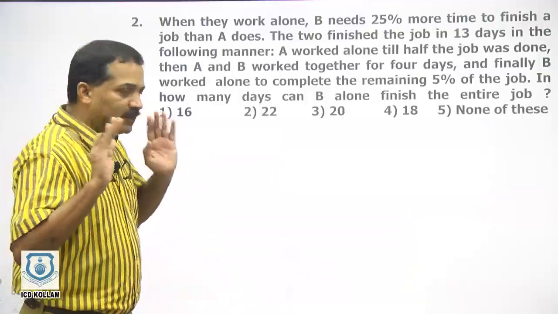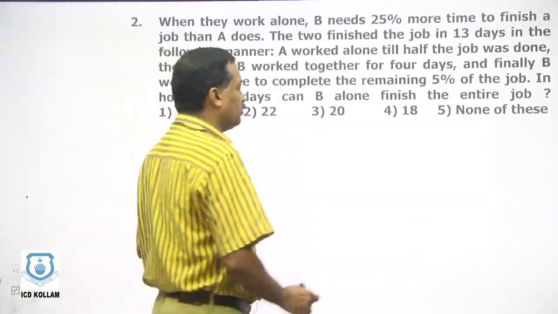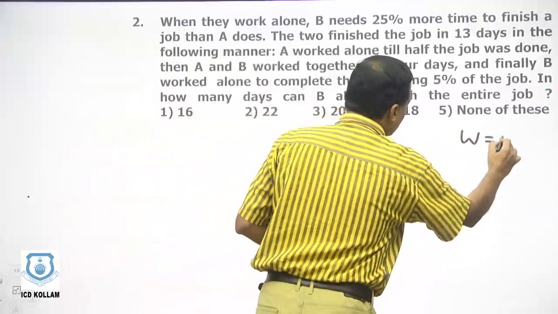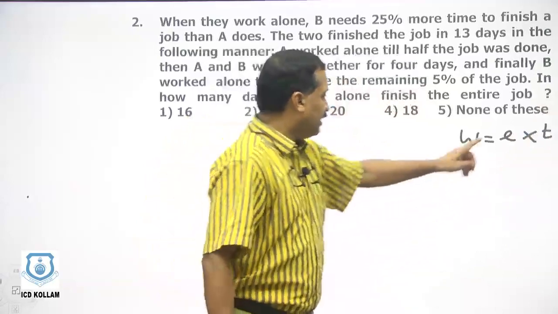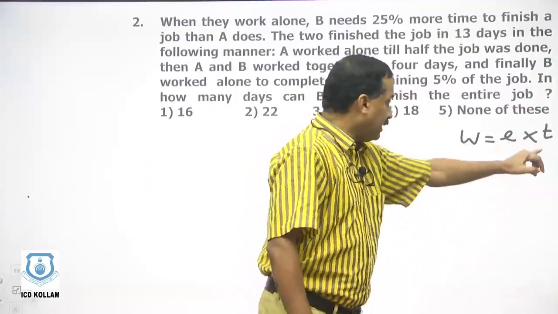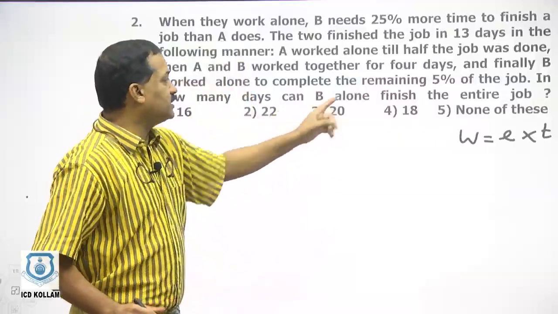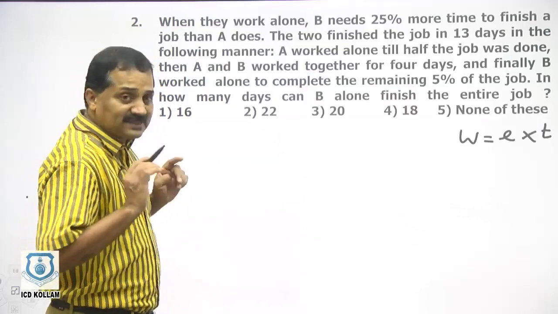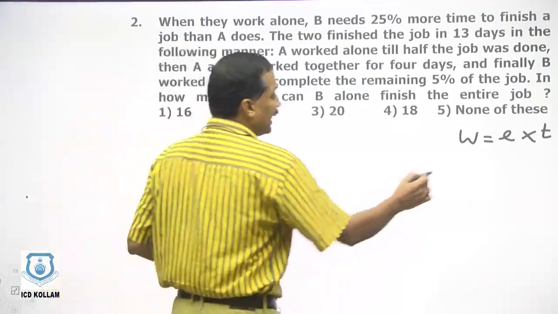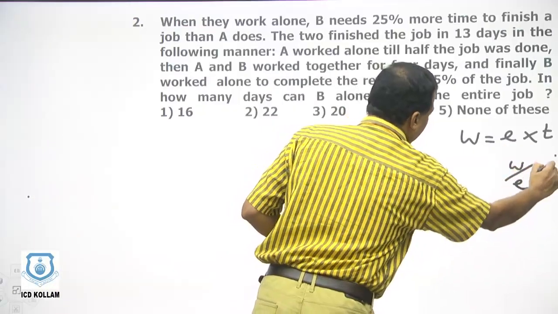Look, the entire edifice of this particular chapter, time and work, revolves around this equation: work is equal to efficiency into time. From this we know that efficiency is work by time, time is work by efficiency. What is asked? In how many days can B alone do the job? So B's time is asked. What is time? Work by efficiency is time.